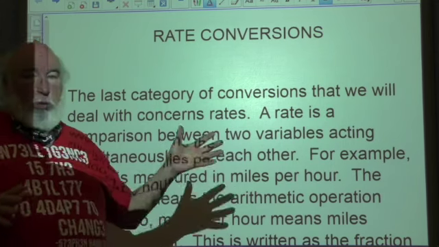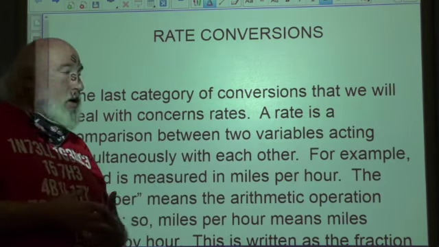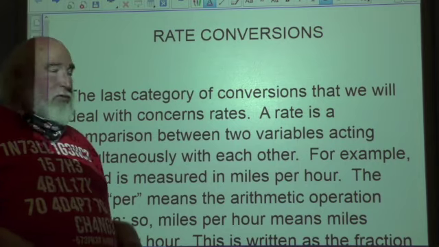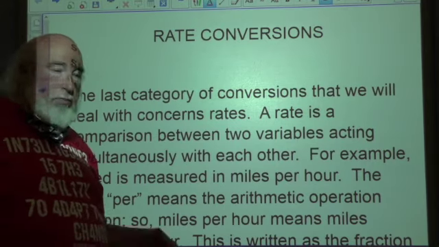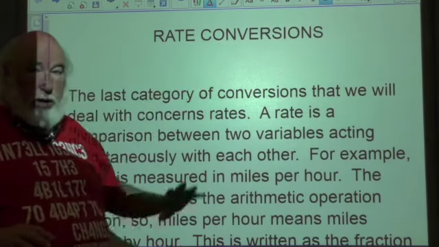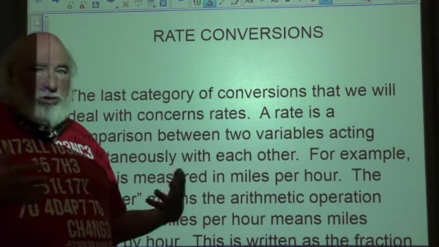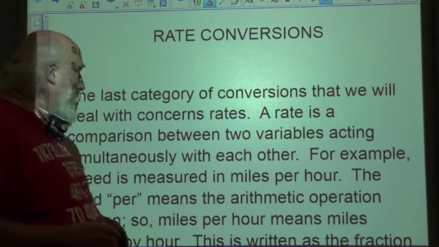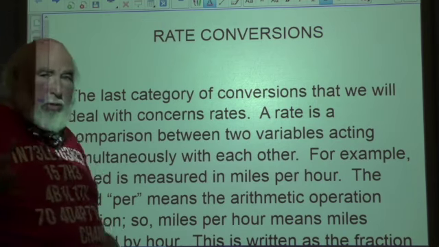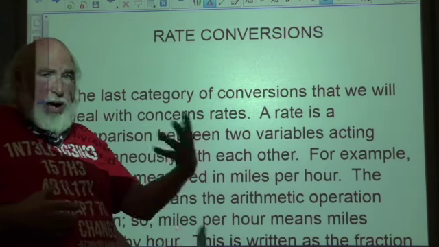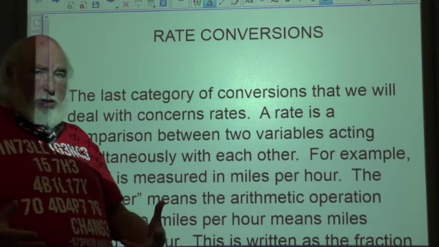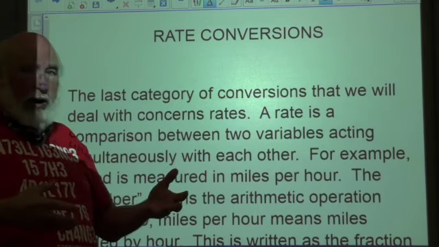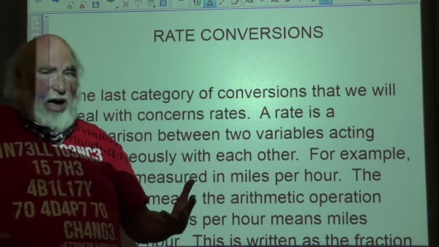Okay, so now we're going to deal with the last bit of conversions, which is what we call rate conversions. Now, the question that comes to be, what the heck does rate mean? Well, rate is a comparison of two variables within one system. In other words, miles per hour is a comparison of miles with hours. Feet per second, feet compared to seconds, distance with time.